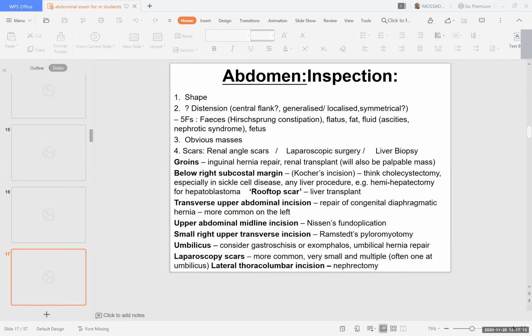For the 5Fs, the causes of abdominal distension: it can be due to feces collection, sometimes even gas collected, or flatus. It can be due to fluid, as I said earlier, for ascites. Nephrotic syndrome will also cause ascites. And if there is a fetus, for example, like a twin, doctor? No, even one baby.